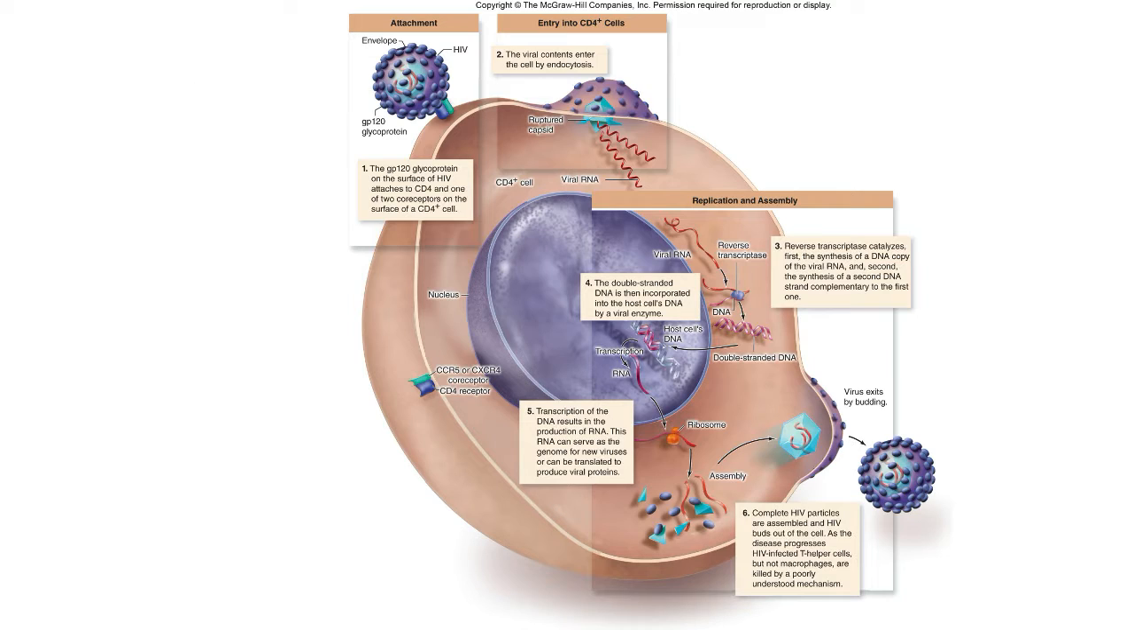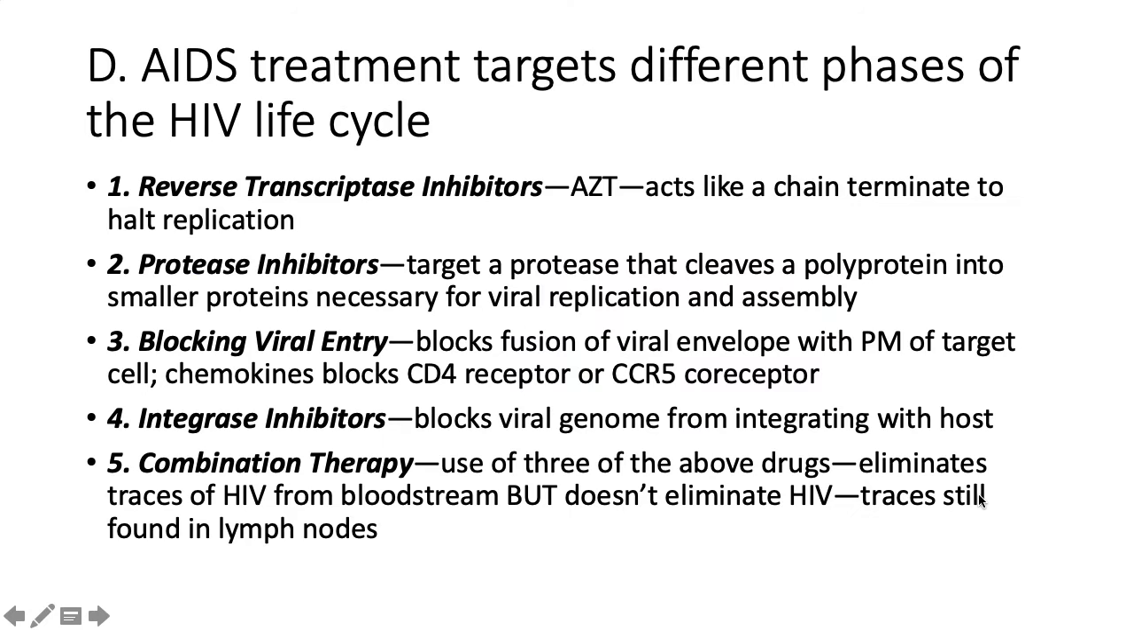All right, so this slide, I think, is also in your book, but it just talks about the attachments. There's that GP120 glycoprotein docking on, the entry of it inside, and you can see the viral DNA is exposed, and it's going to use reverse transcriptase to get the DNA into the nucleus. And now we have the host cell DNA that goes through transcription and RNA to make a whole bunch of viral particles, and then it will bud off.